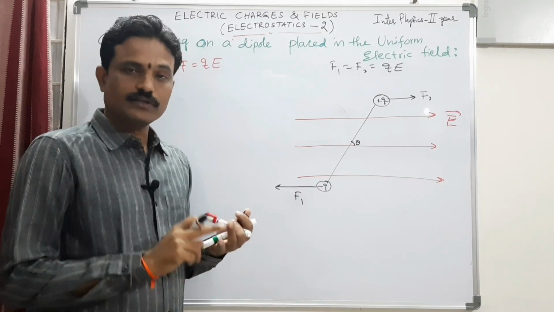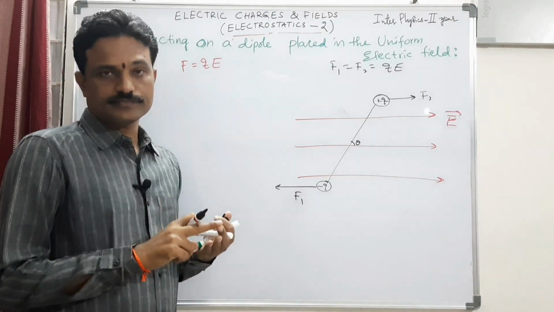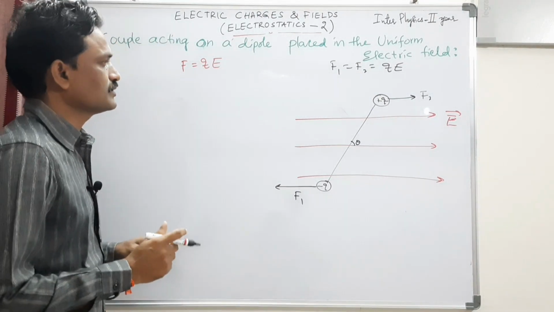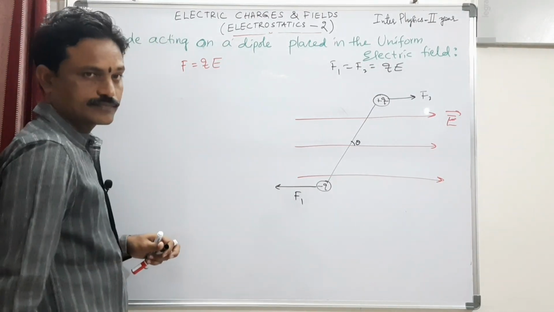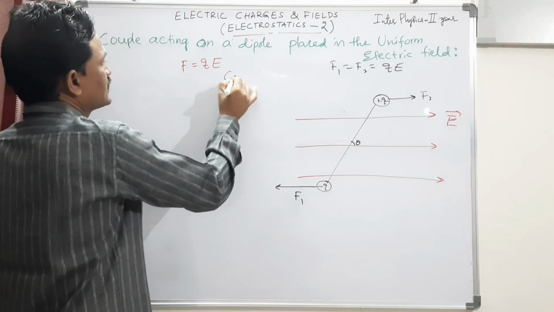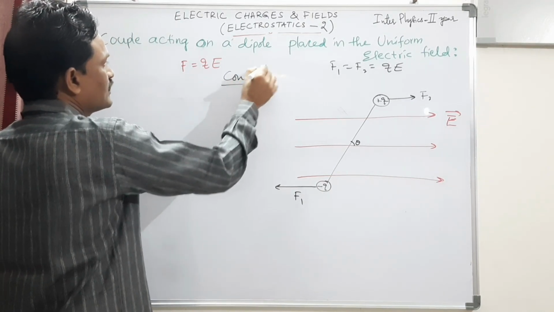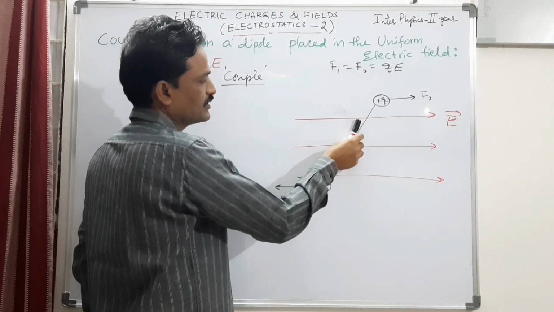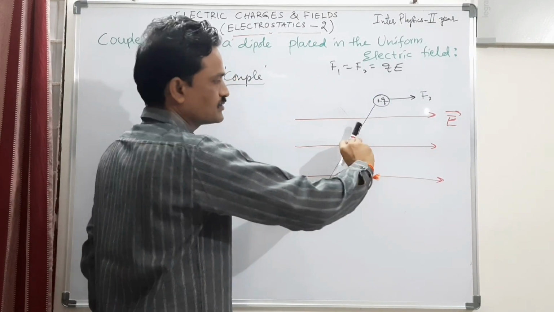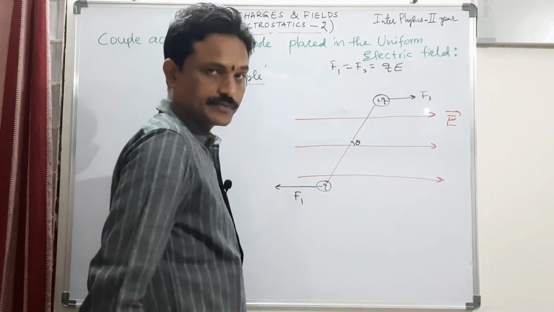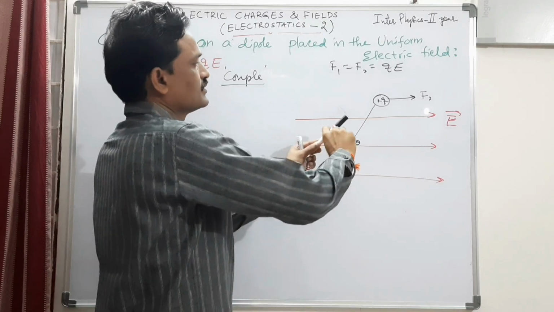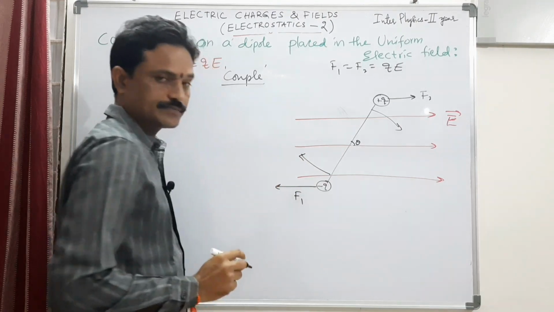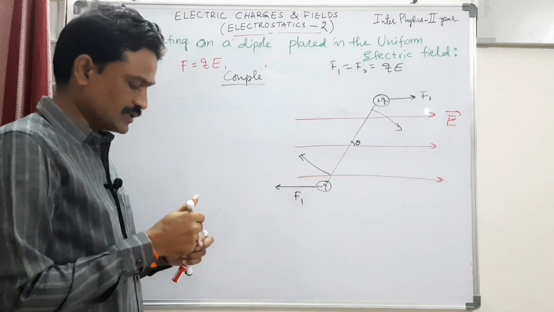When two equal, opposite and parallel forces act on an object, then it undergoes rotation. Why does it undergo rotation? Because of the pair of forces. This pair of forces is nothing but a couple. So we say a couple is acting on the electric dipole. As soon as I place this electric dipole, it tries to align, tries to rotate in the direction of the electric field because of the torque acting. So this is pulled towards this direction and this is pushed towards this direction. Because of this, it is being rotated.